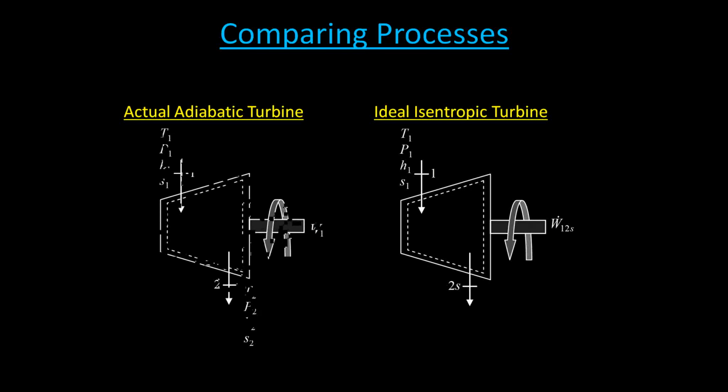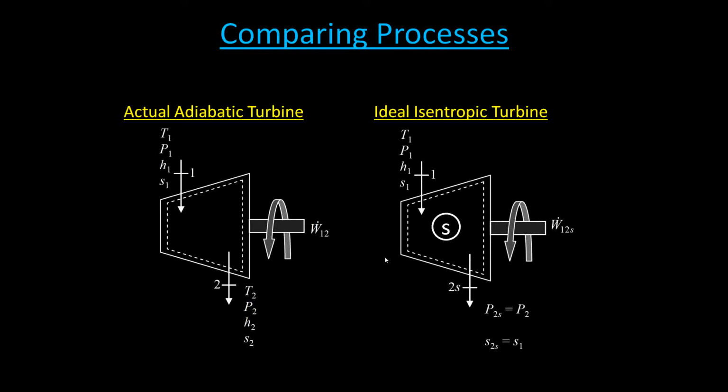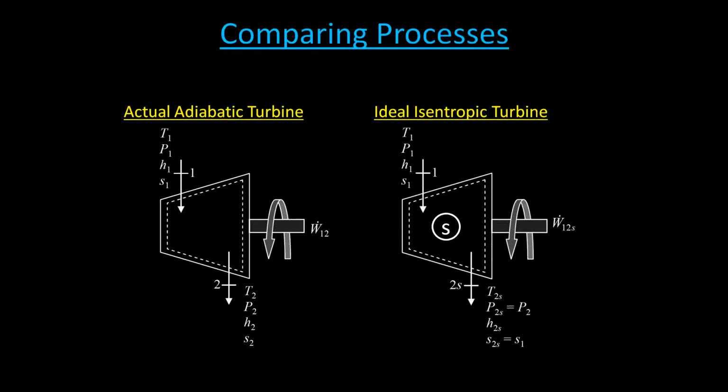But then we're trying to figure out state 2 of our actual to compare it to our ideal. For our ideal, what we know is that it is isentropic. So that means that the entropy at state 1 is going to be the same as the entropy at state 2. And we know that because when we compare for the isentropic relationships, we know that the pressure at state 2 will be the same as the pressure at 2s. So those are two definite properties in our ideal isentropic turbine. Based on those two, we can figure out what the other properties are, and then we can use these properties to determine the efficiency of the turbine.